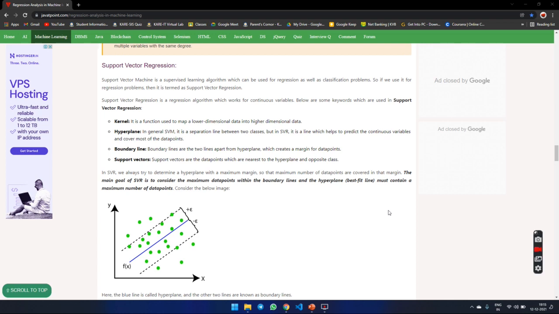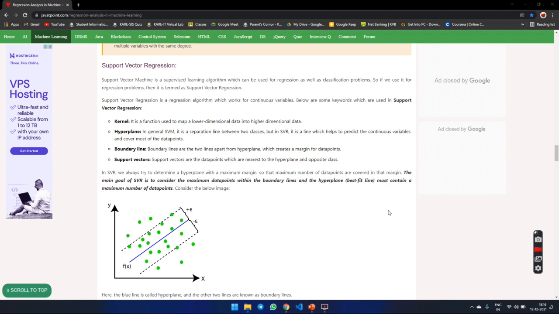Support vector regression. Support vector machine is a supervised machine learning algorithm which is used for regression as well as classification problems. If we use it for a regression problem, it is termed support vector regression, a regression algorithm which works on continuous variables. Below are some keywords used in support vector regression. Kernel function: it is used to map lower dimensional data into higher dimensional data.